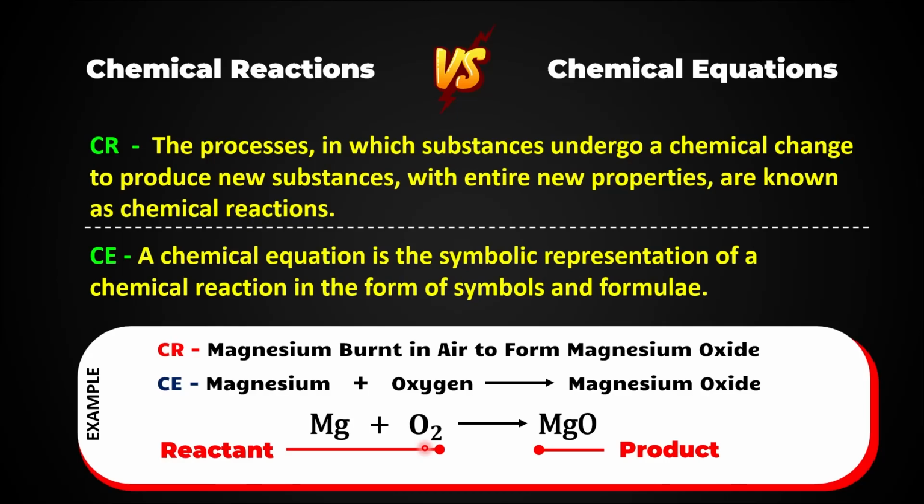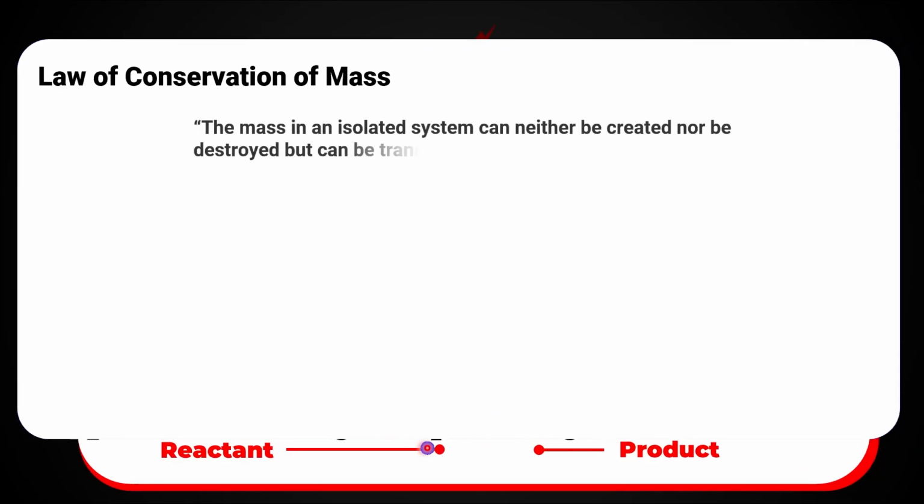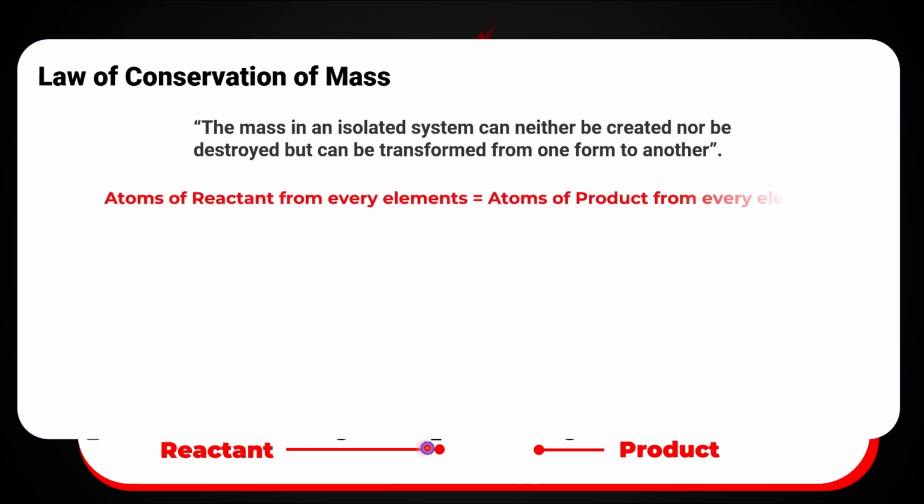However, the equation is not yet balanced. In order to balance this equation, we need to follow the law of conservation of mass. The law of conservation of mass states that the mass in an isolated system can neither be created nor destroyed, but can be transformed from one form to another. It means that in a chemical reaction, the mass of the reactants must be equal to the mass of the products. Therefore, in order to balance a chemical equation, we need to ensure that the number of atoms of each element on both the reactant and the product side are the same.